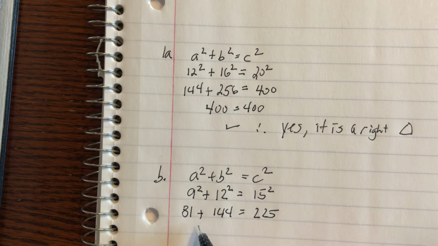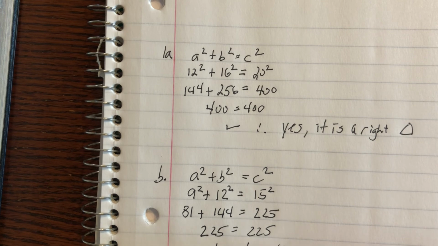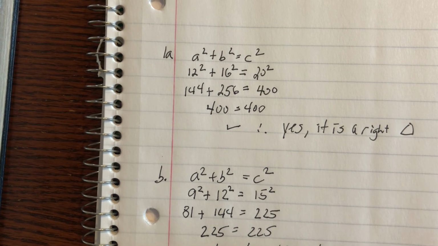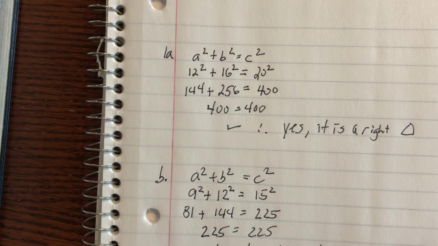And on the left side, I combine the 81 and the 144, and I get 225. So you can see I have 225 equal to 225, so that checks. Therefore, I can say yes, it is a right triangle.